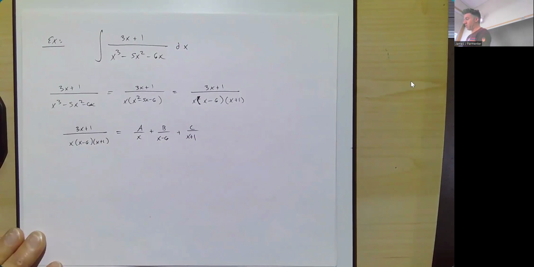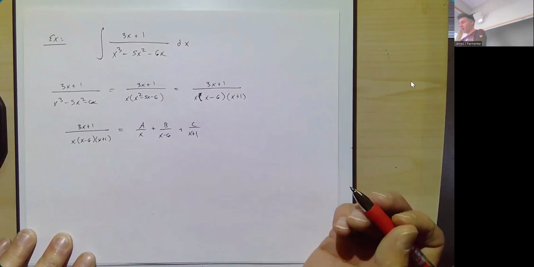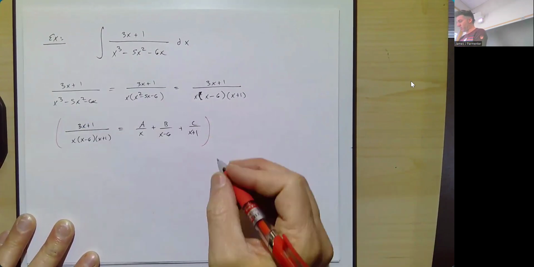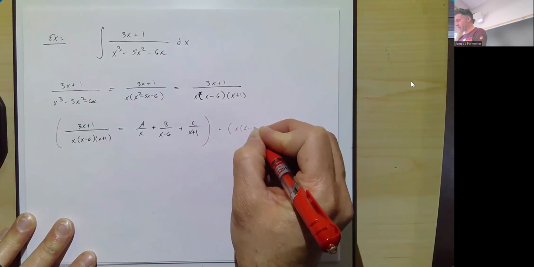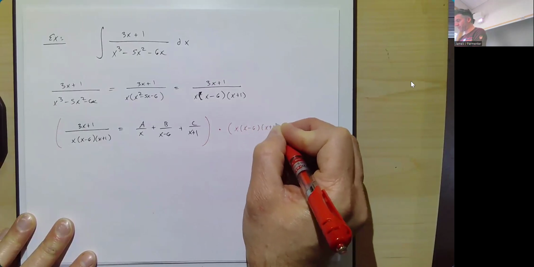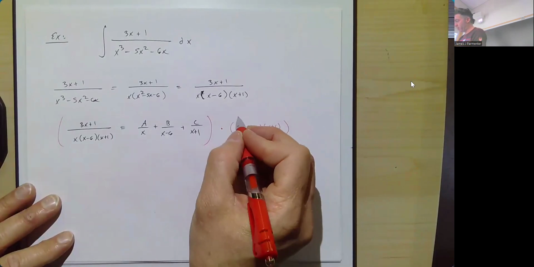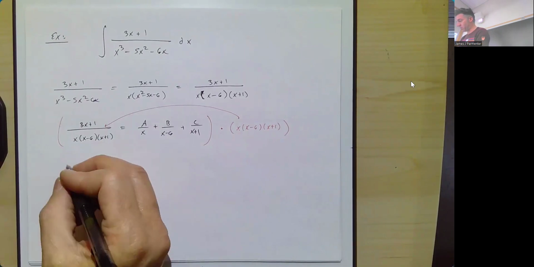Cool. So then multiply both sides by the common denominator. Here's what I like to do when I do this. I like to put one big parentheses around the whole equation and say we're going to multiply that whole equation by x times x minus 6 times x plus 1. So when we multiply it over here, the denominators completely cancel, and you're left with just 3x plus 1.